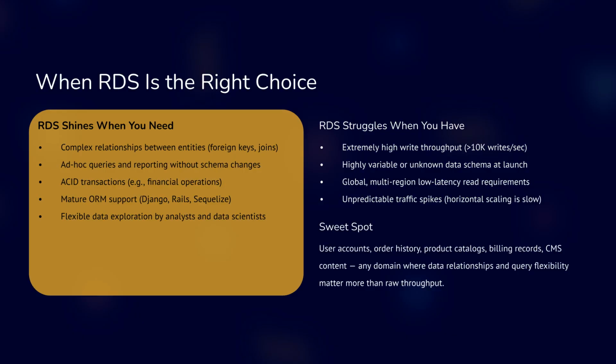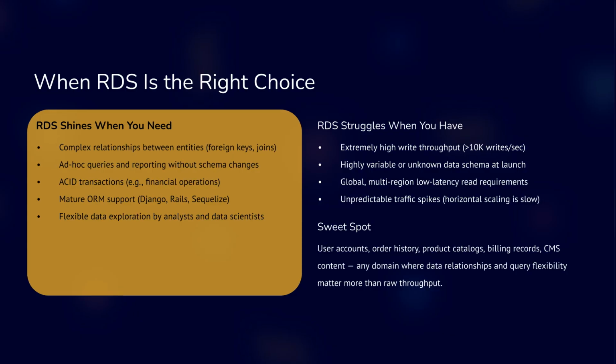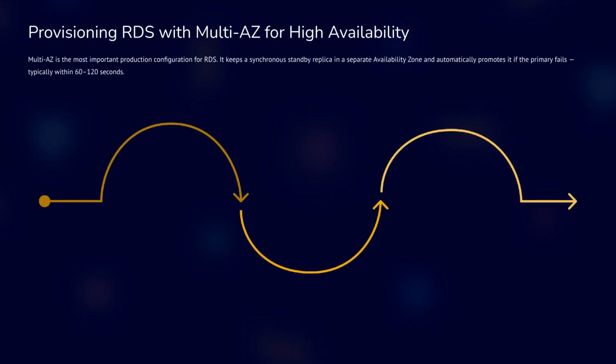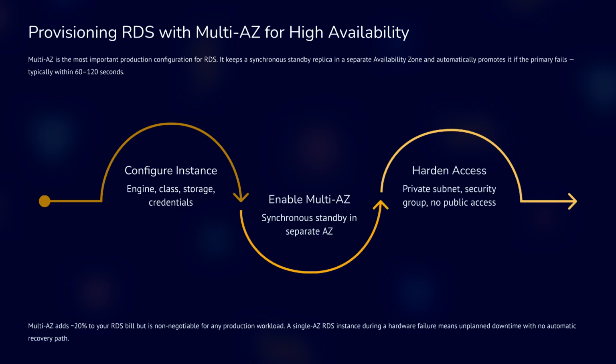Its sweet spot is user accounts, order history, and CMS content, where data integrity and query flexibility are key. Multi-AZ is the most important production configuration for RDS high availability. It keeps a synchronous standby replica in a separate availability zone, ensuring automatic failover. This process includes configuring the instance, enabling multi-AZ, and hardening access through a private subnet and security group. Multi-AZ is non-negotiable for production, despite a slight cost increase.